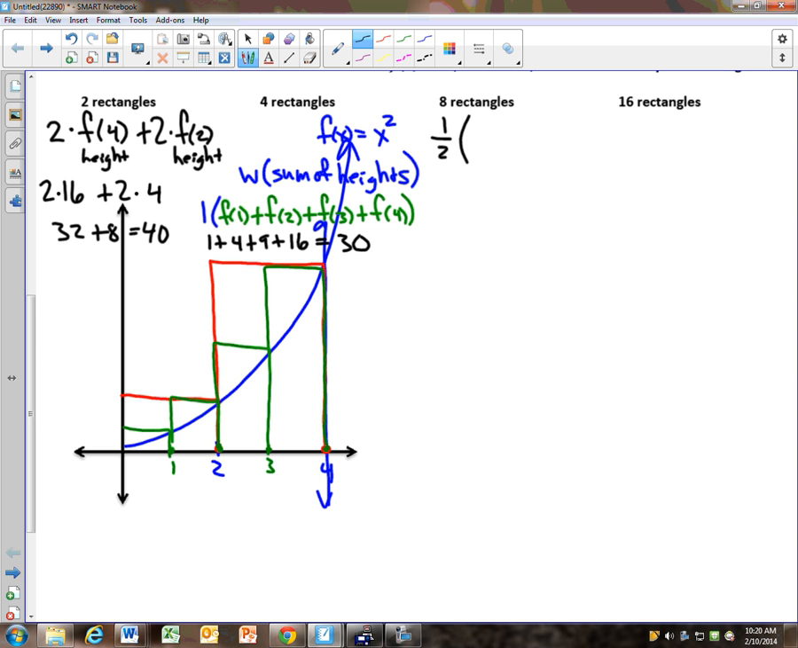So now we've got to compute all the spots where you evaluate the height. So I'm going to divide this up into 8 parts. So you got 1.5, 0.5, 1.5, 2.5, 3.5.